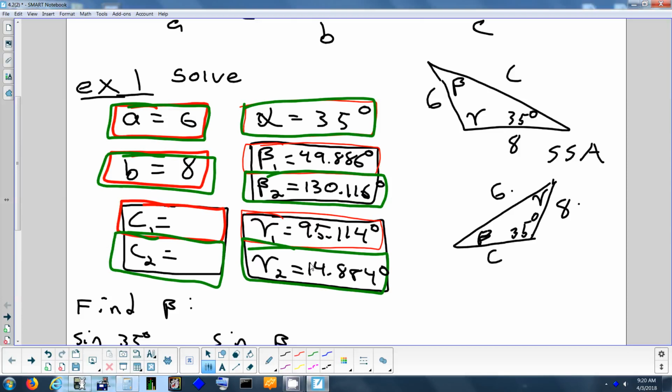Okay, any questions on how I got gamma 2? Wait, which ones do you use? To get gamma 2, I did beta 2 and alpha. So the 3 green boxes should all add up to 180. The 3 red boxes should all add up to 180. 2 separate problems. Okay. All right, now to find C1, you use gamma 1. To find C2, you use gamma 2.